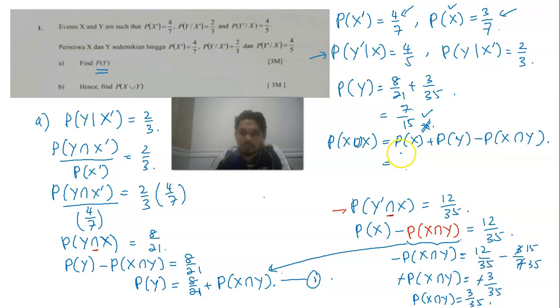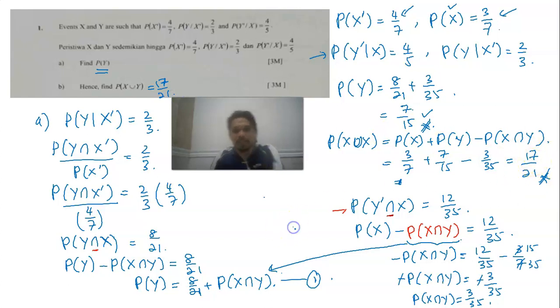So probability of x equals 3 over 7 plus probability of y equals 7 over 15 minus probability of x intersect y, 3 over 35. So we find the solution of this, simplify, and it gives you 17 over 21. Okay, so for this one it is 17 over 21 here. Okay, next question.